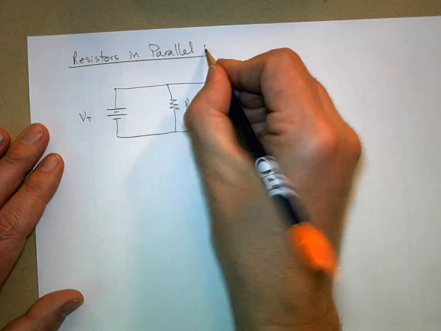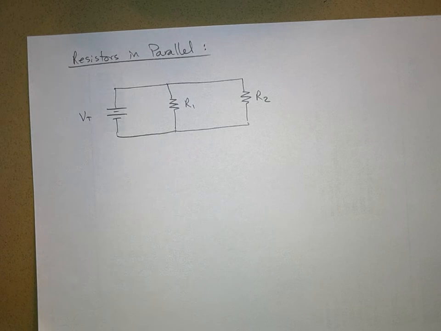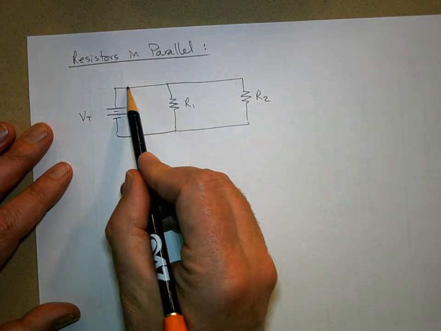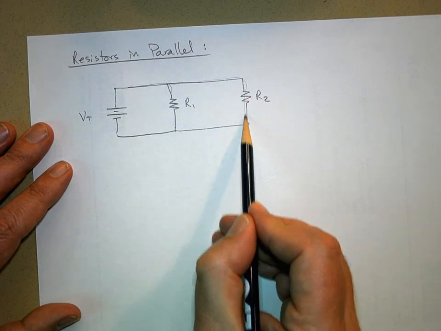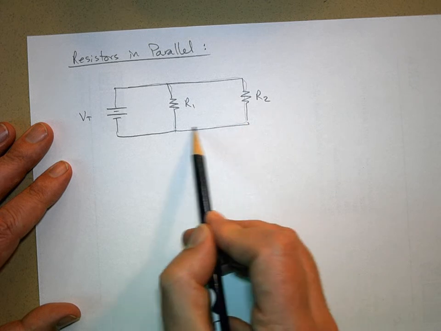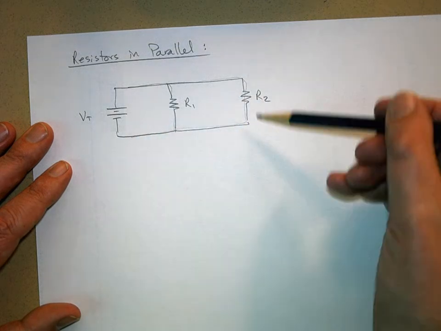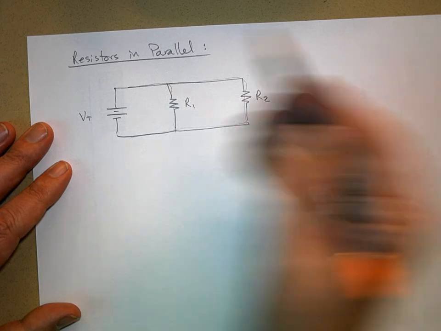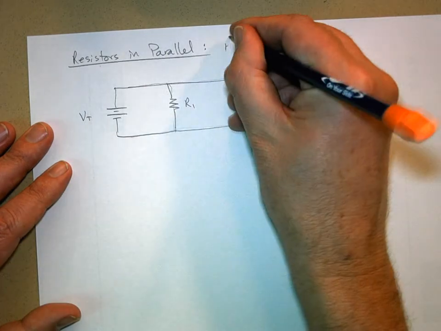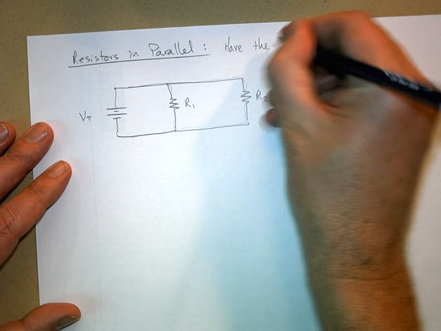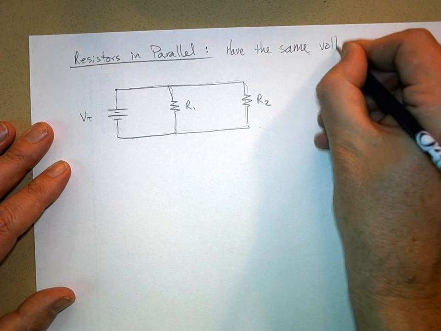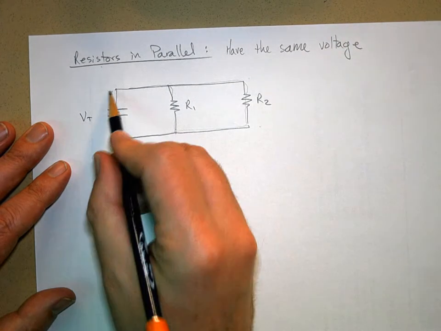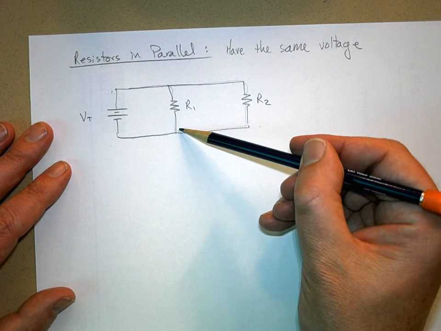Resistors in parallel, how can you tell if two resistors are in parallel? Well, the current splits up. I can either go through this resistor or this resistor to get the same voltage drop. Resistors in parallel have the same voltage. Right? You gain voltage across the battery, you lose that voltage when you go across the resistor.